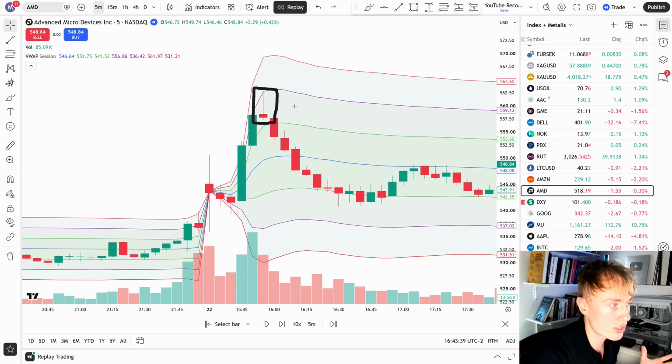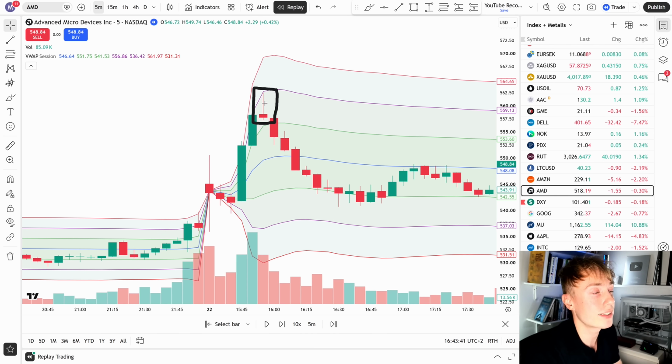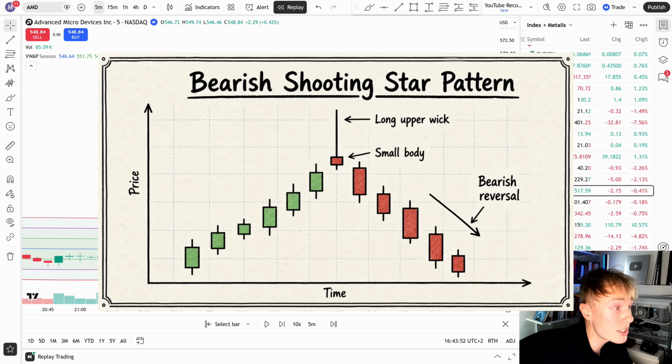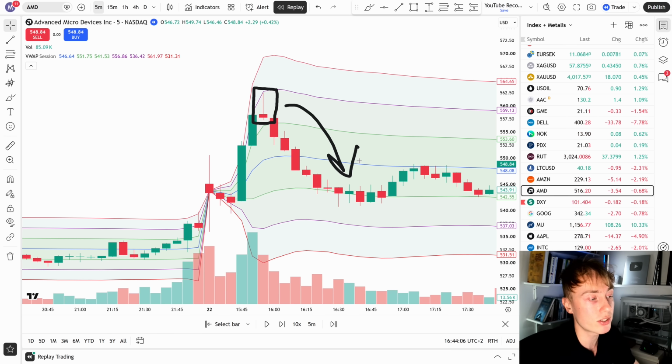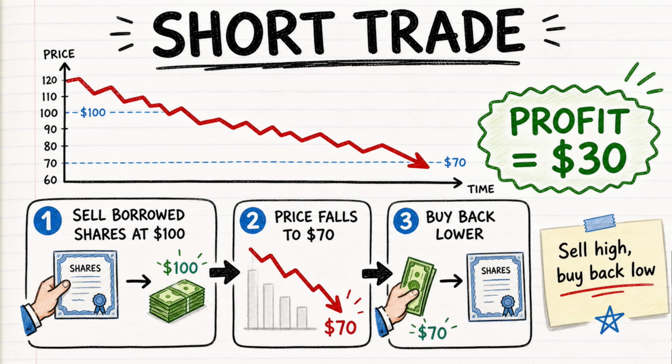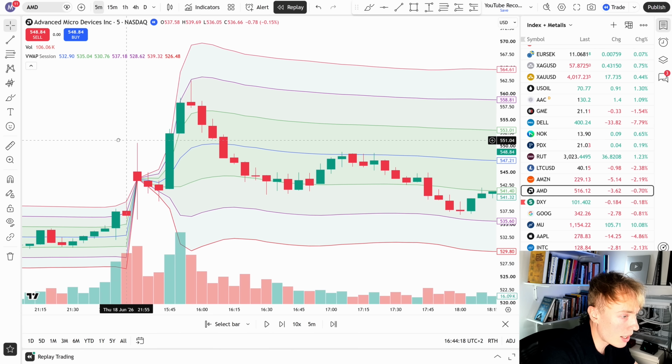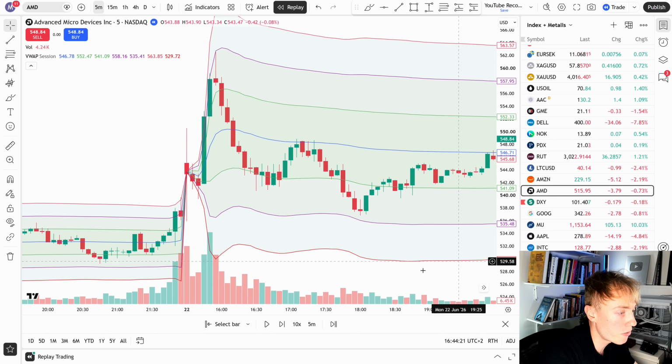But that is not our entry signal. Our entry signal is when we get some sort of price action confirmation. And in this case, we actually had a specific candlestick pattern known as a shooting star pattern, and that is a bearish candlestick pattern indicating a reversal to the downside. So here we both touched the upper second band, and we also had a bearish shooting star. So we had two bearish signals happening at the same time that indicated a potential short trade. And that is when we make money from the price going down. And here, another potential entry was further down here.